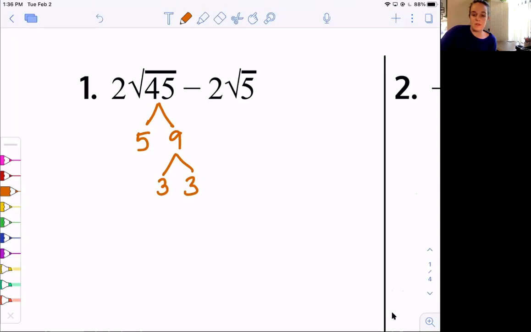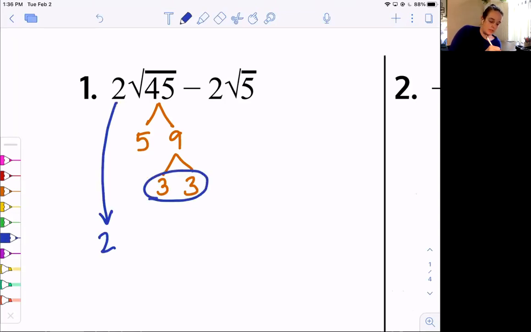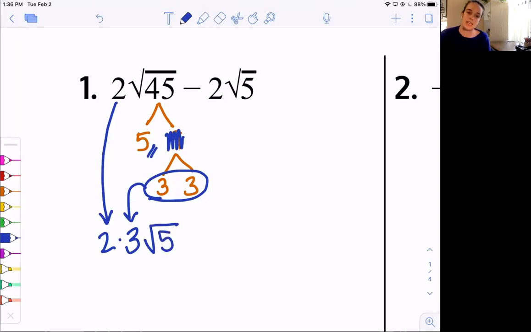Cool. All right, so just like last week, we are looking for groups, right? So the 2 is coming straight down. And then we have a group of 3s. Those 3s are coming to the outside. This 9 was used up. And I have a 5 left over. It doesn't have any friends, so it can't get out of the square root. So the 5 is going to stay inside. Right, so the 5 chilling by itself, staying inside.